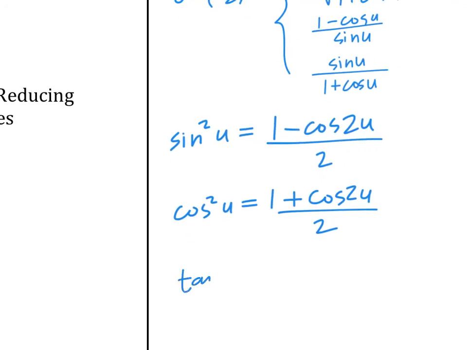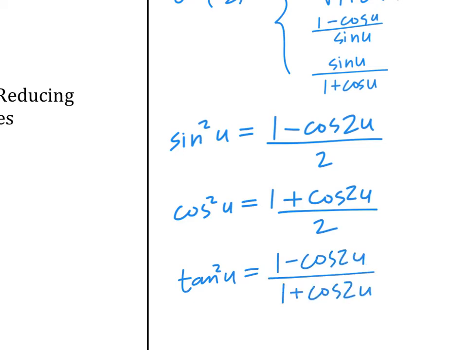And then tangent squared is just the sine over cosine. So 1 minus cosine 2u over 1 plus cosine 2u. So basically you just took away the square root. Yes, yeah, you're reducing the square down to 1 degree.